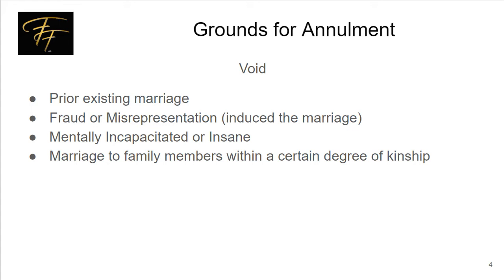The word is that it's incurable or continuous or ongoing. Mental incapacity or insanity. So the marriage will always be void in those situations. And then marriage to family members within a certain degree of kin. So that's by statute. You would look at the statute to see what degree of kin the people are related. And if they're in first degree, generally that's going to be a void marriage. That is never going to be a valid marriage in Maryland.